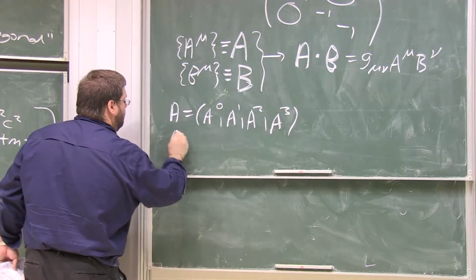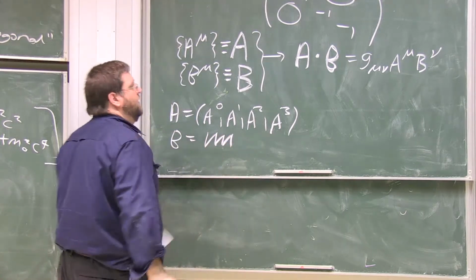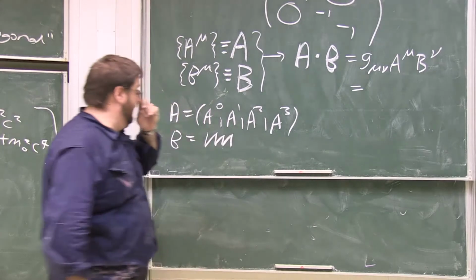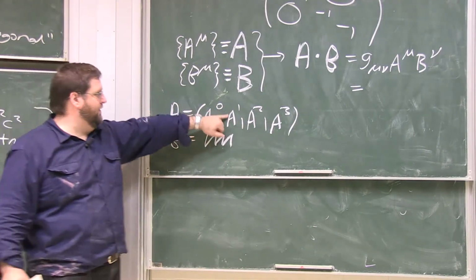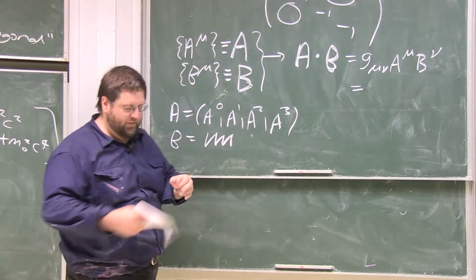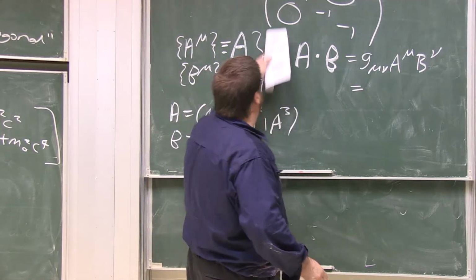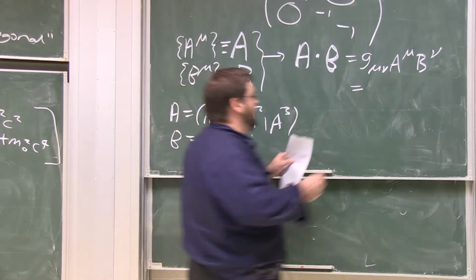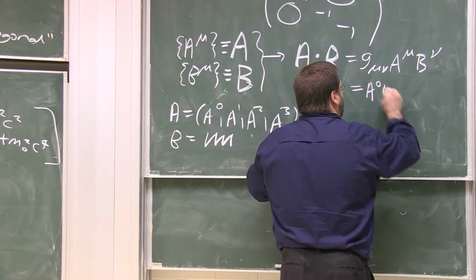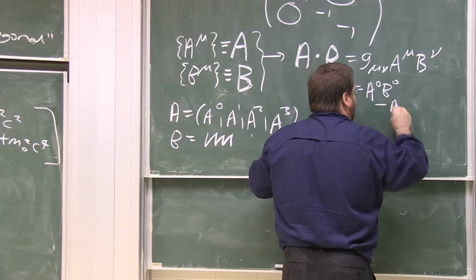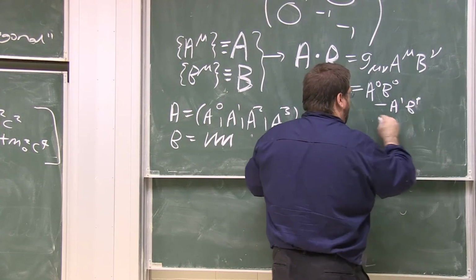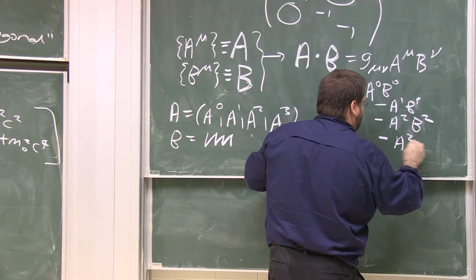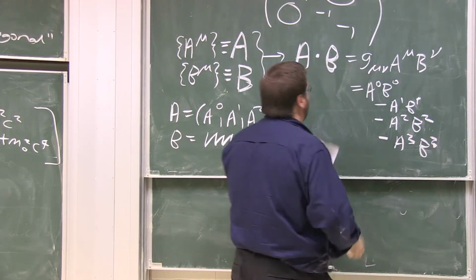Now, if we were to write A out explicitly, that would have 4 components. Similarly for B. When you dot product them with the metric, what you do not get is A0 B0 plus A1 B1 plus A2 B2, etc. There's this difference in signs here. What you actually get is A0 B0 minus A1 B1 minus A2 B2 minus A3 B3.